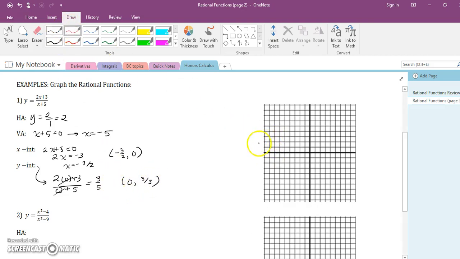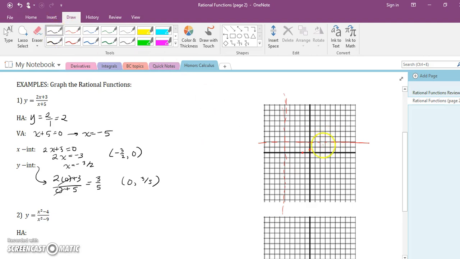I have a horizontal asymptote of y equals 2. I have a vertical asymptote of negative 5. So set up a graphing grid on your paper with tick marks and plot along with me. My x-intercept is negative 1.5, so put that on the x-axis. My y-intercept is 3/5. So on the y-axis, a little bit more than a half.